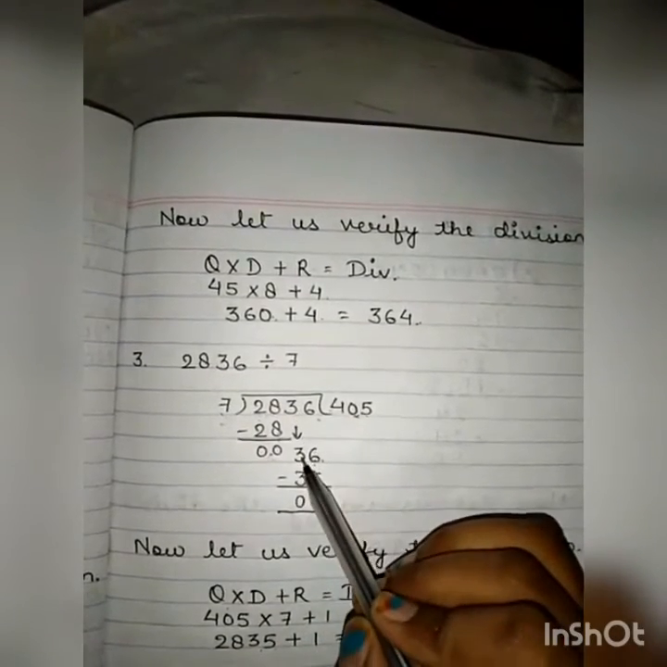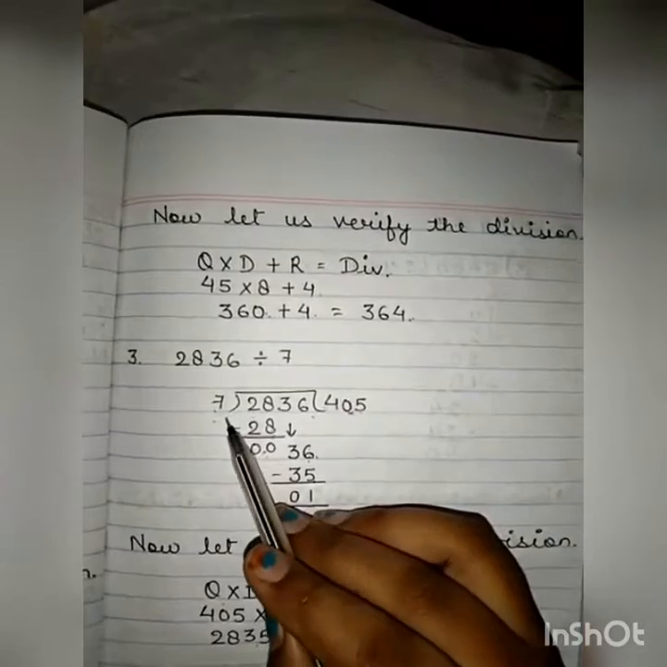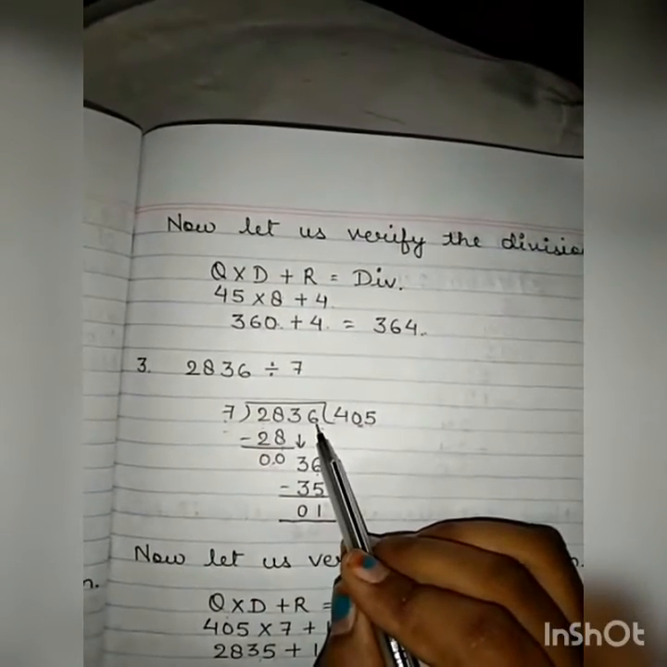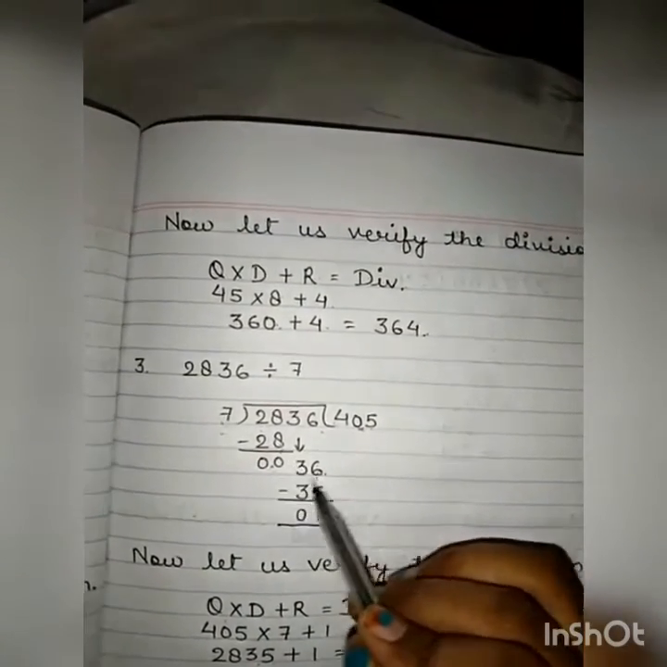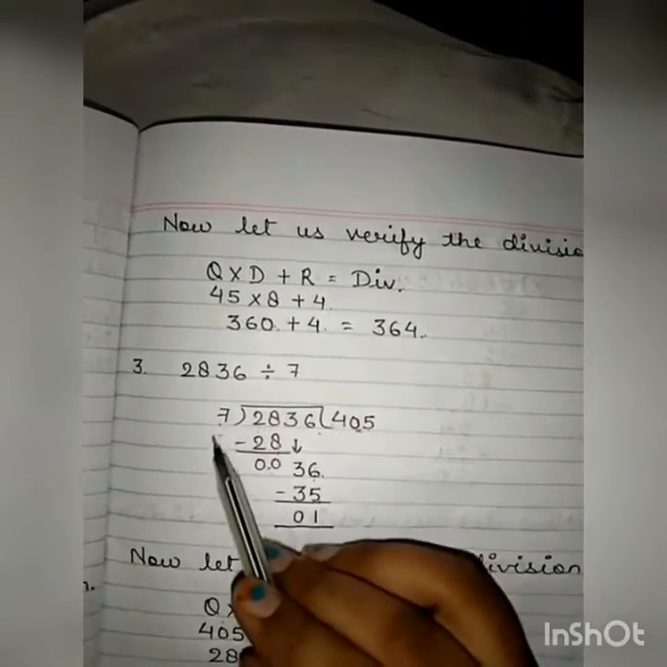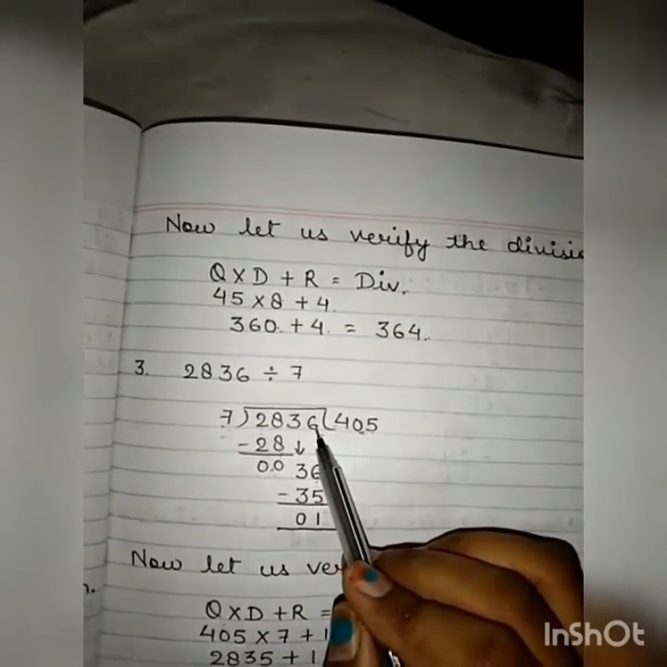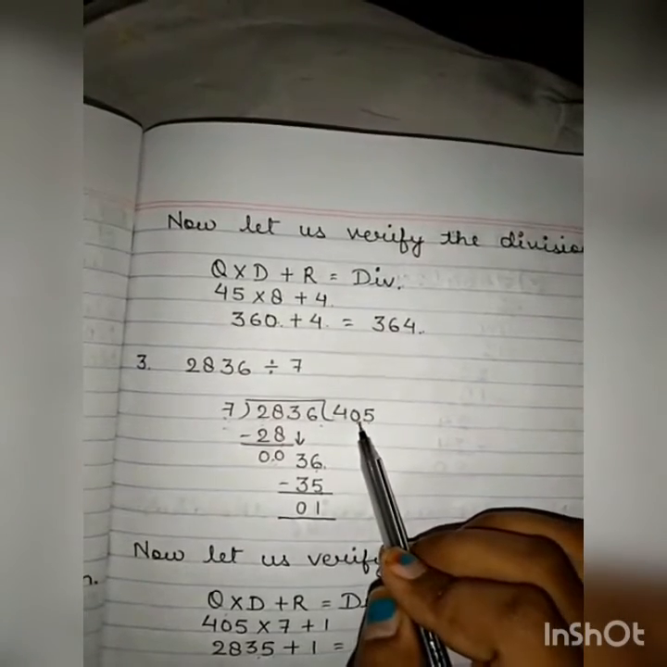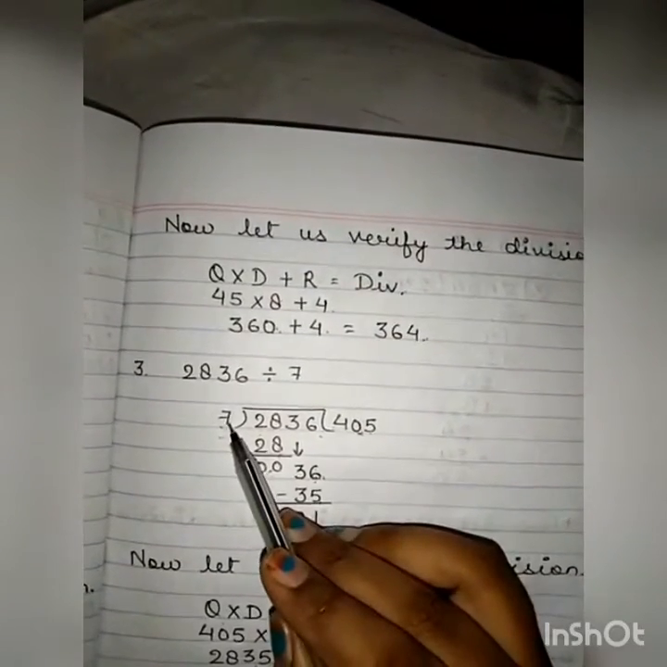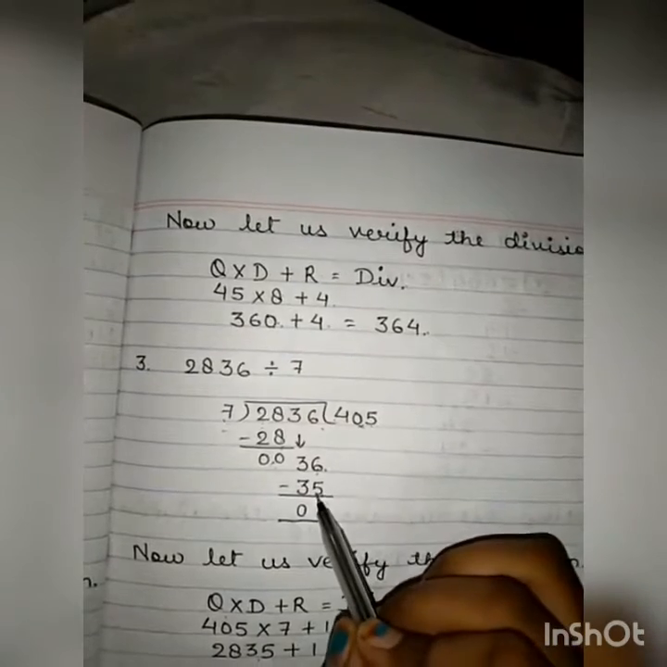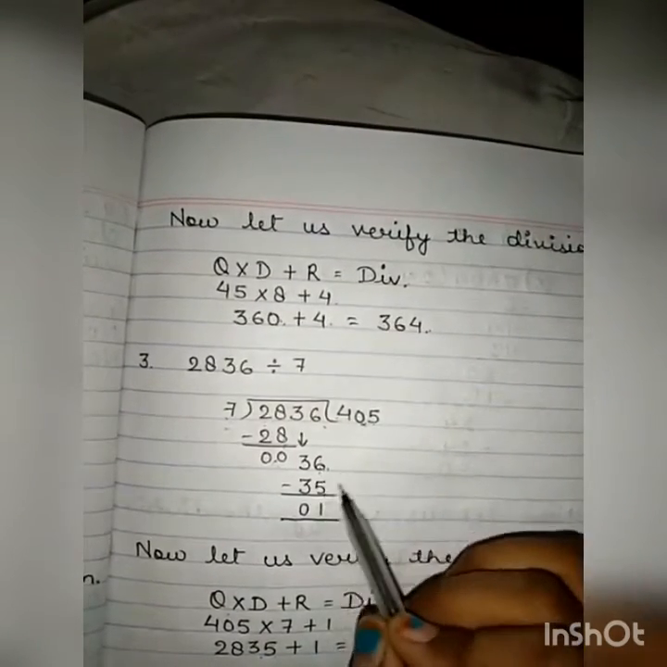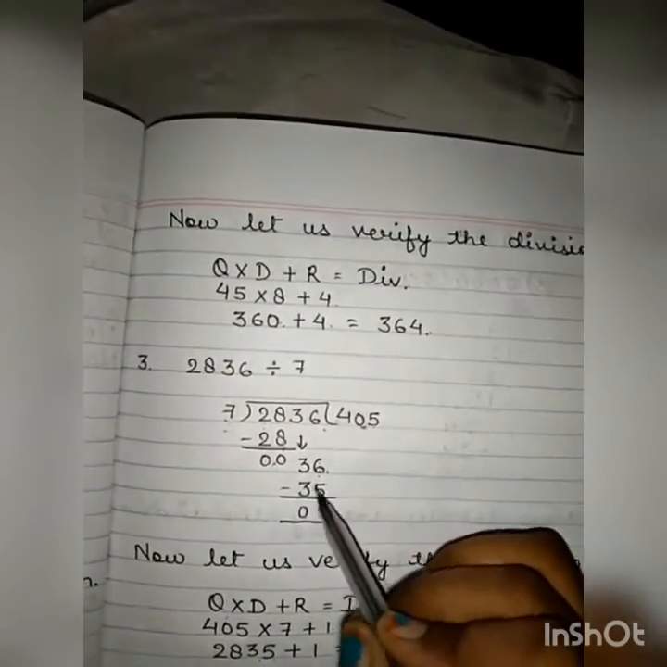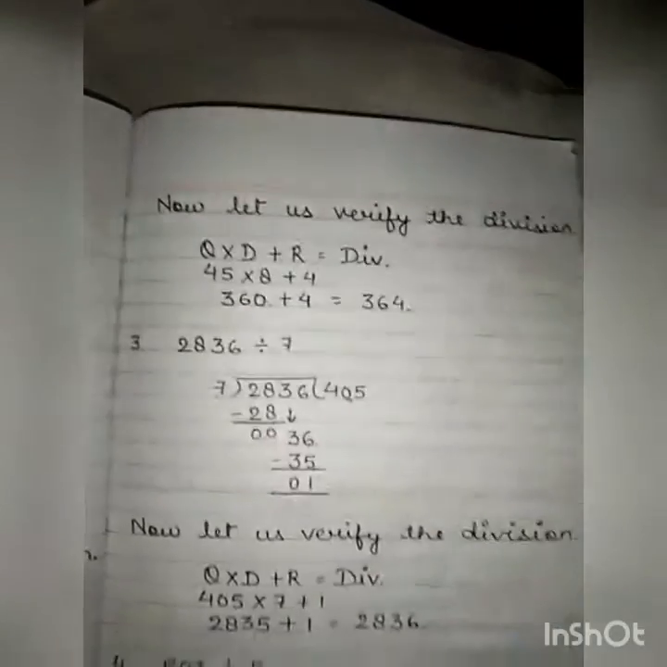Now we will again take 3. 3 is again smaller than 7. We will take the next digit, which is 6. Now the number is 36. Now, children, before taking 6 here, what we will do? We will put 0 in the quotient. Okay? Now 7 5s are 35. 35 is nearest to 36. Now 6 minus 5 is 1 and 3 minus 3 is 0.